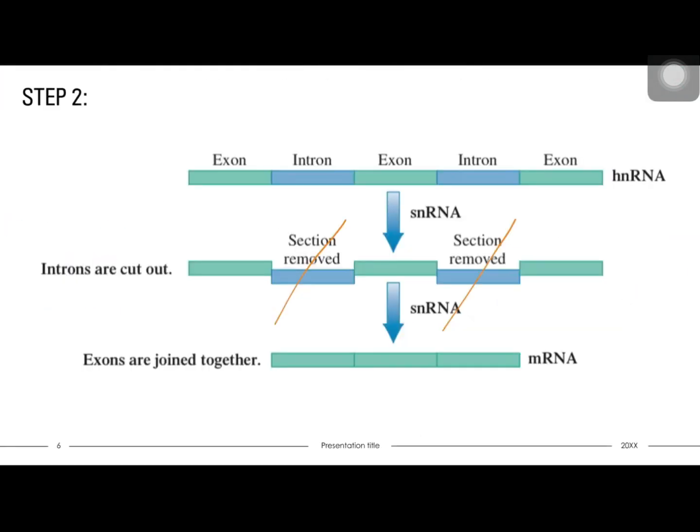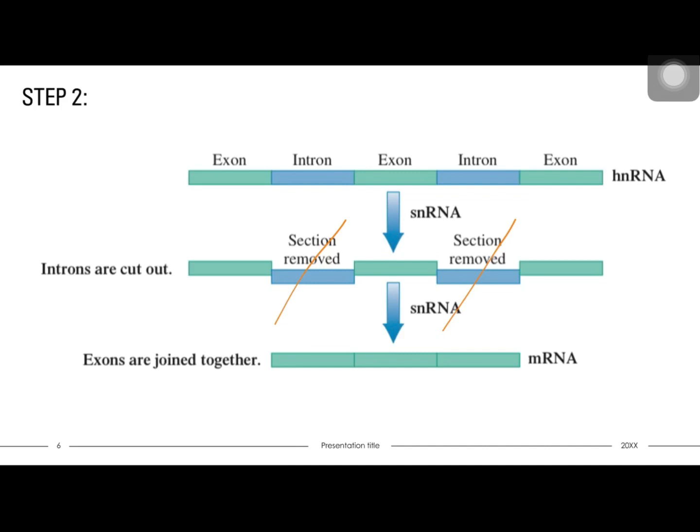Introns are not needed for protein synthesis as they have no genetic information and only interrupt the genetic message. So introns are removed from the hnRNA strand through the process of splicing.